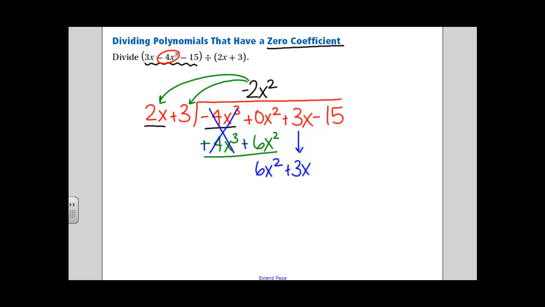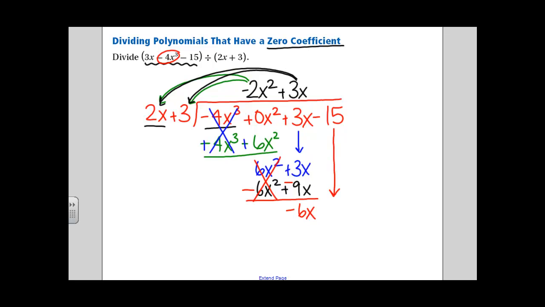So how many times can 2x go into 6x squared? It goes in 3x times, and then we multiply. We end up with 6x squared for our first term, and then 3x times 3 gives us 9x's. And we got to see what's left over, so subtract both of these things. Our first terms cross off, which they always should. 3x minus 9x gives me negative 6x's, and then I have to bring down negative 15.